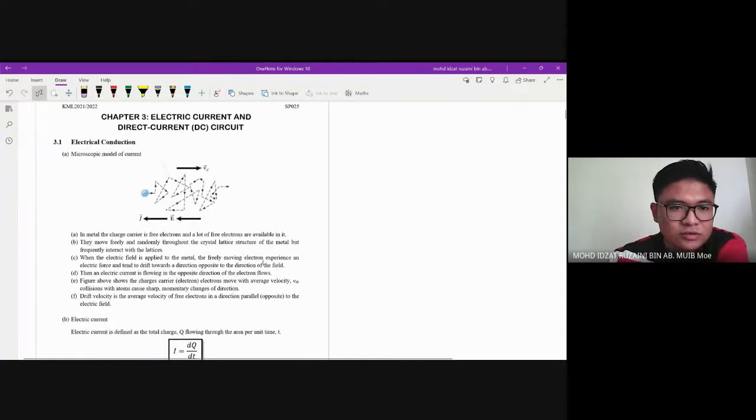Okay, so untuk bahagian A, for the first part is a microscopic model of current. Kita ada microscopic model of current. So this one kamu akan belajar. You will learn about how to explain about the current flow inside the conductor lah, or inside the metal kan. Senang kamu cakap pasal metal lah.